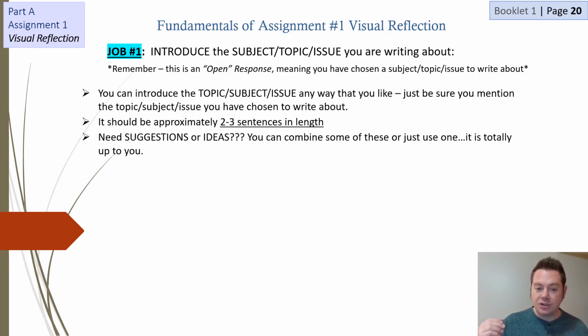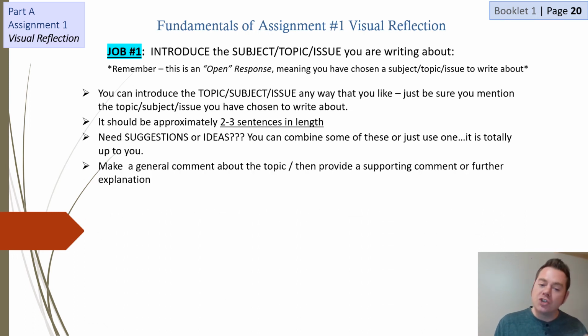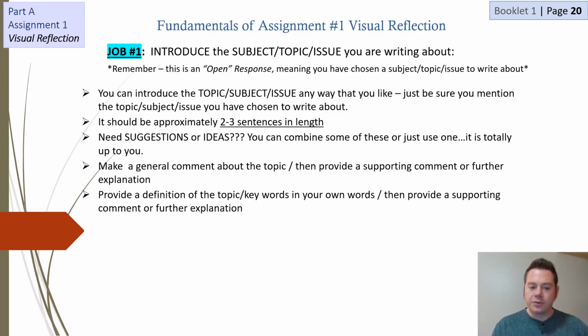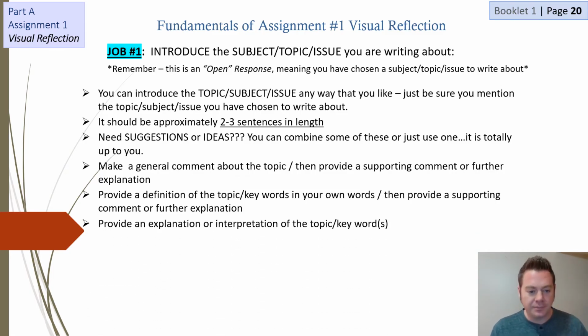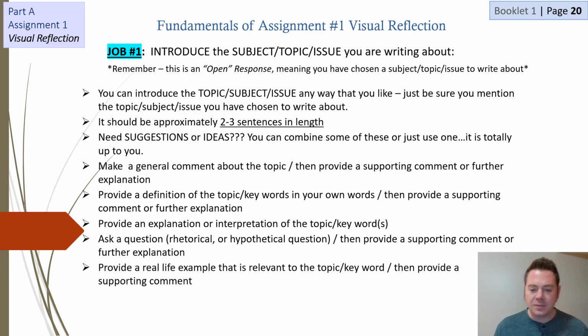If you need suggestions or ideas, you can combine some of these or just use one. It's totally up to you. Make a general comment about the topic. Then provide a supporting comment or further explanation. Provide a definition of the key words or the topic in your own words, and then provide a supporting comment or further explanation. Provide an explanation or interpretation of the topic keywords. You can ask a question, which could be a rhetorical question, it could be a hypothetical question, and then provide a supporting comment or further explanation.